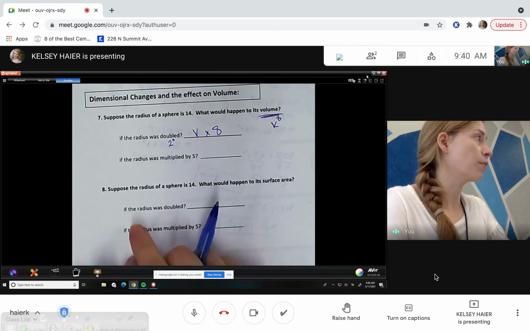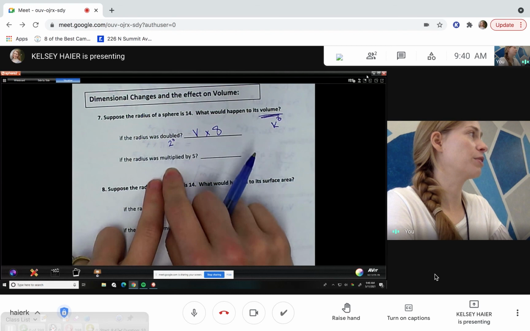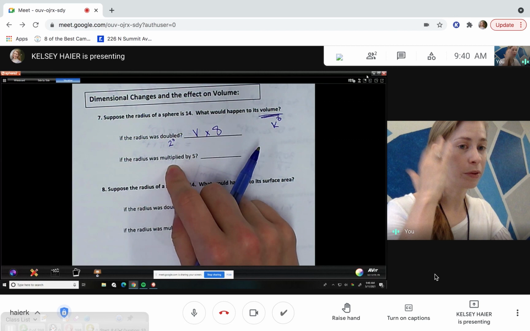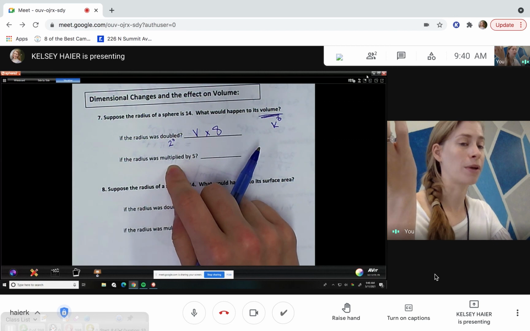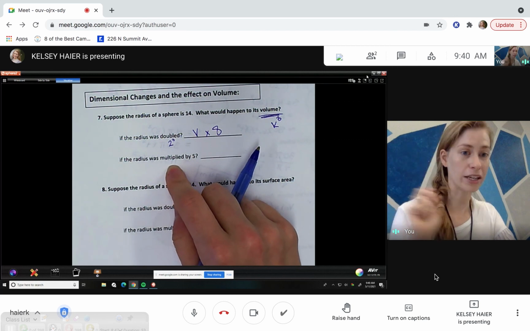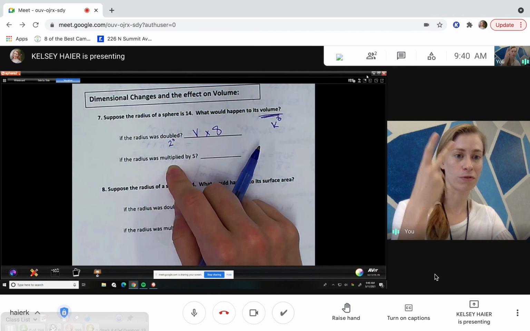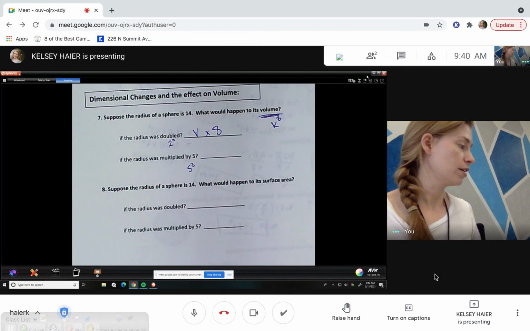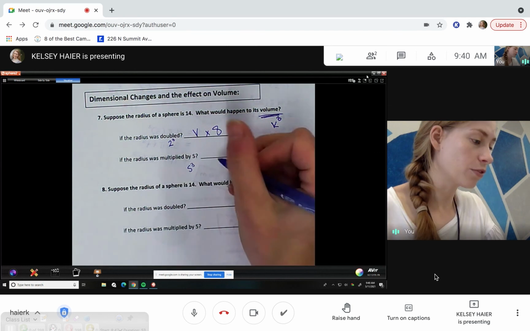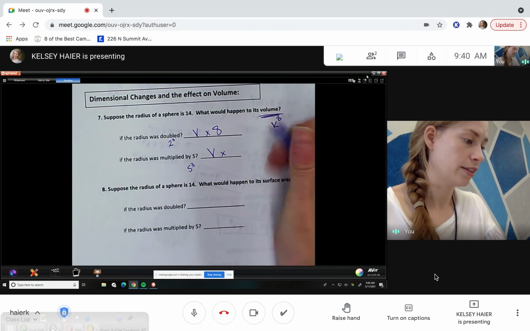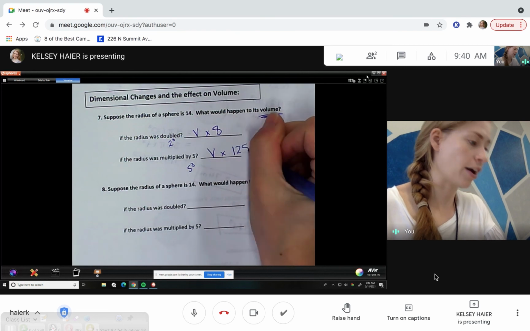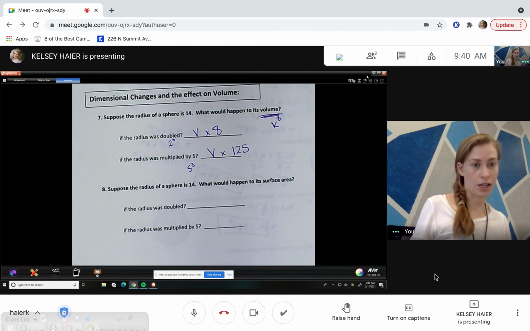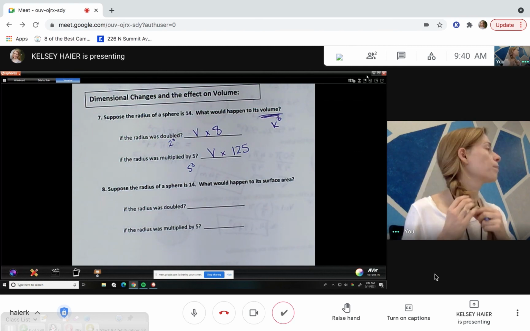So for example, what happens if you were to make your radius 5 times bigger? Automatically we think, well, the volume's going to multiply by 5. No, because we do radius times radius times radius, so that's 5 times 5 times 5, because we just take the scale factor and we cube it. So 5 cubed is 125, so it's going to be 125 times larger.